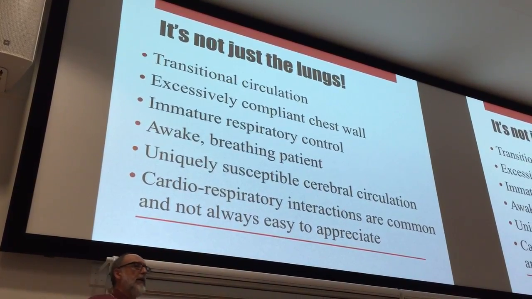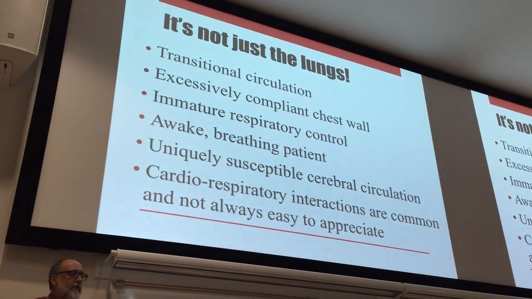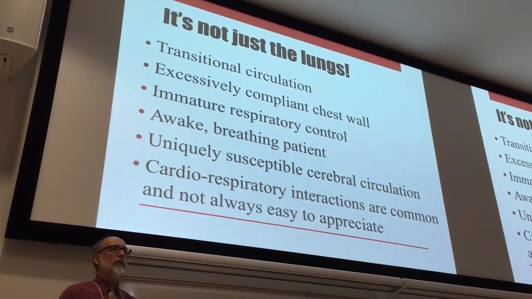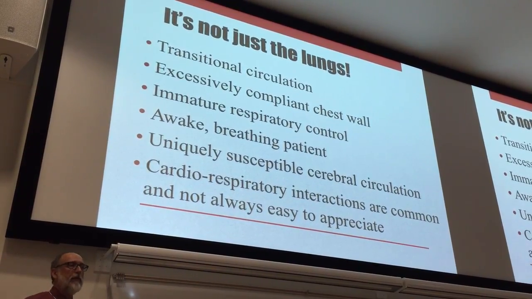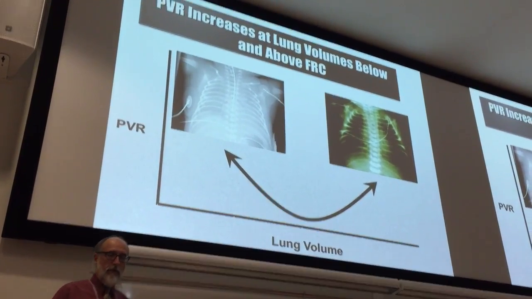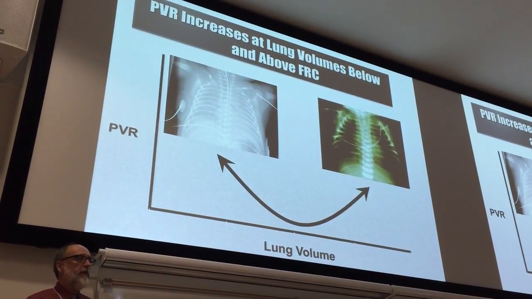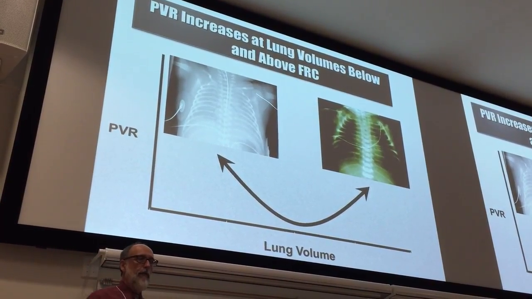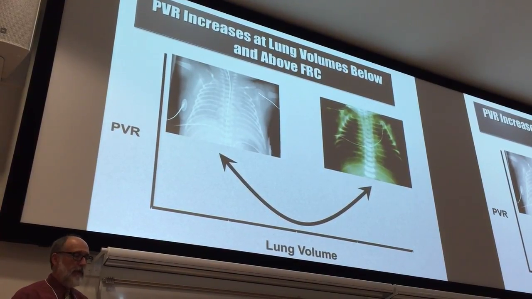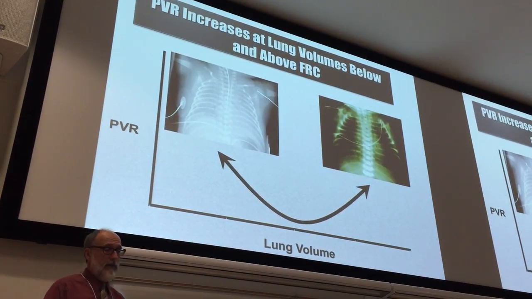I talked a little bit about that during the recruitment demo, and you certainly do mess up the circulation when you overexpand things. They're not always easy to appreciate, those interactions, but they're commonly there and often overlooked. So I made the point before that pulmonary vascular resistance is lowest at normal lung volume. It's increased with atelectasis, and it's increased also with overexpansion, and that's clearly seen there.